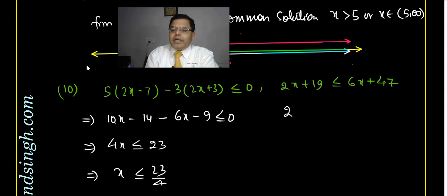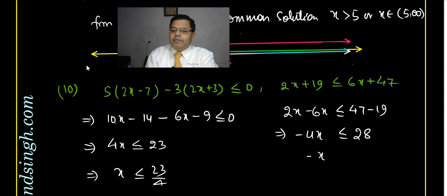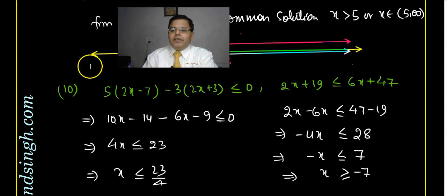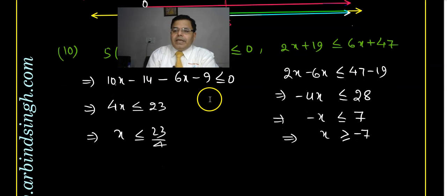And this one we can write 2x minus 6x is less than 47 minus 19. So minus 4x is less than 28. So x is greater than minus 7, dividing by 4 and again dividing by minus, the inequality sign will change. Even from this, we can write it directly. So x is greater than minus 7, and x is less than 23 by 4.